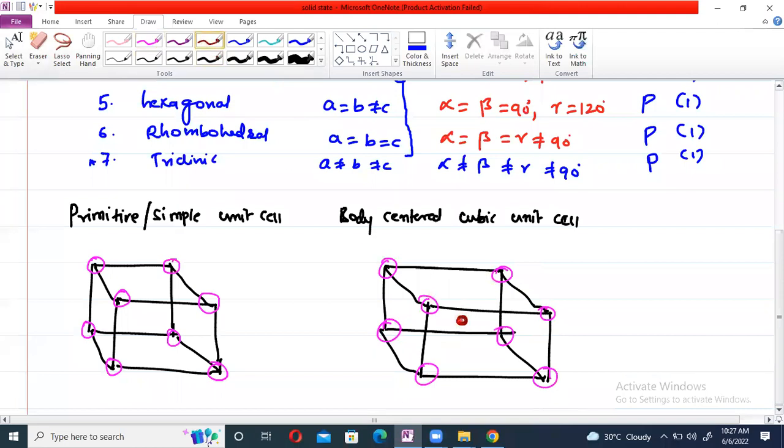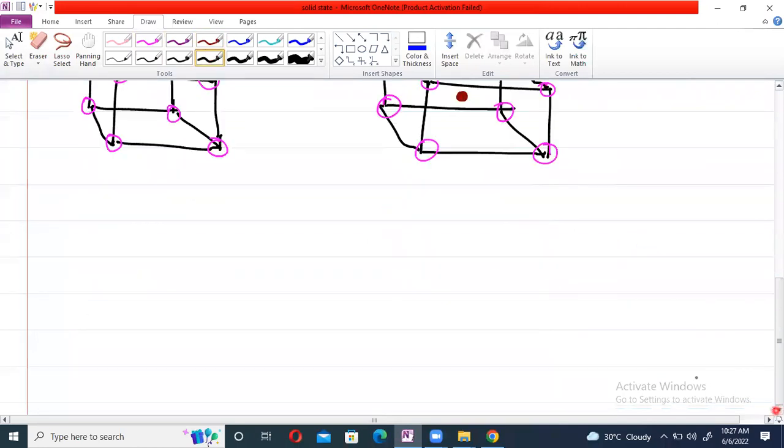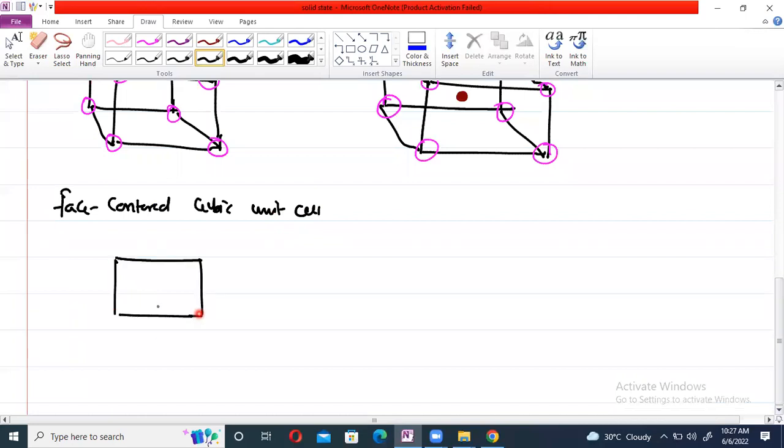And one will be there at the center of the body for body center. But one more is there, called a face centered cubic unit cell. For face centered cubic unit cell, atoms are present at the corner as well as at the center of the faces.